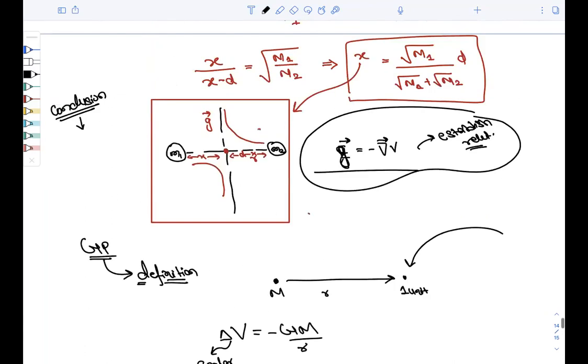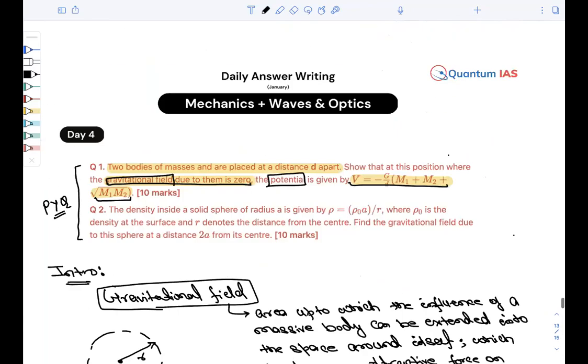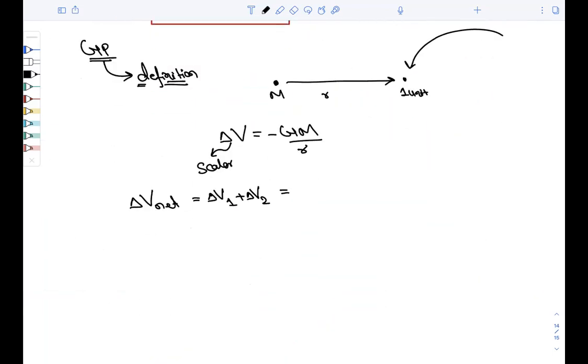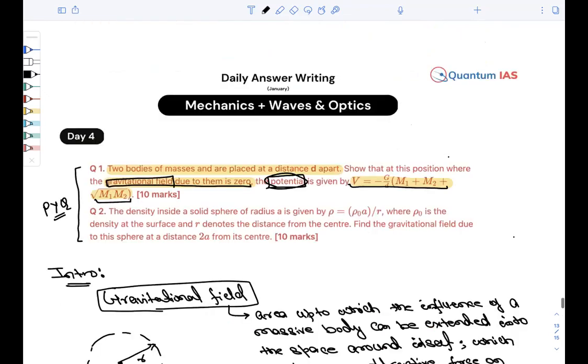Why? Because the question may have just written gravitational potential, but difference in potential is always measured. Potential cannot be measured, right? There should be a reference point from where we measure that potential. You can write all these things if you need. So put the value, so it will become Gm1 by x plus Gm2 by d minus x, and the negative sign is outside.